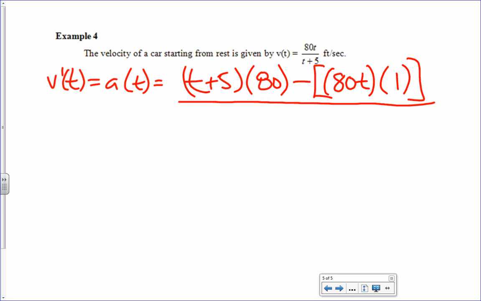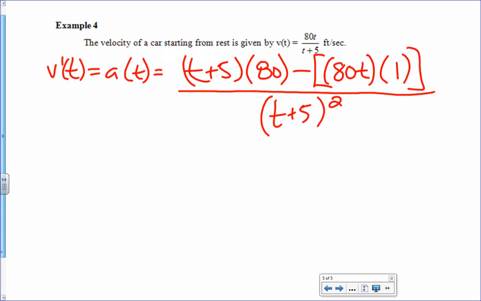Over what? Bottom squared. Should we FOIL that out? No, do not FOIL that out. Not the bottom. Leave it. So technically, if all I asked you to do was to get the acceleration function, well, there you go. I have an acceleration function. But let's simplify it.